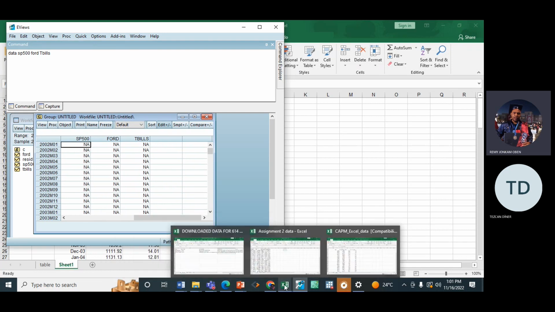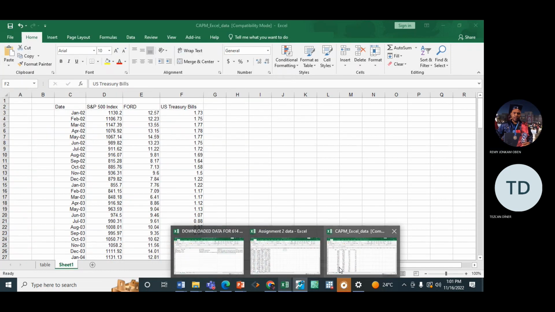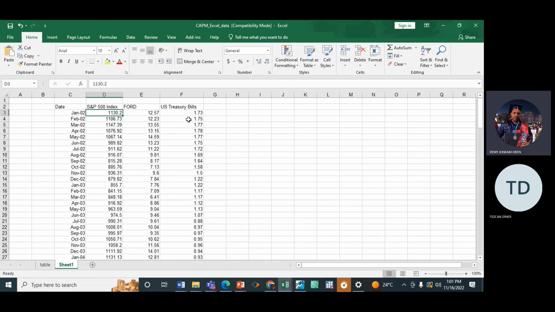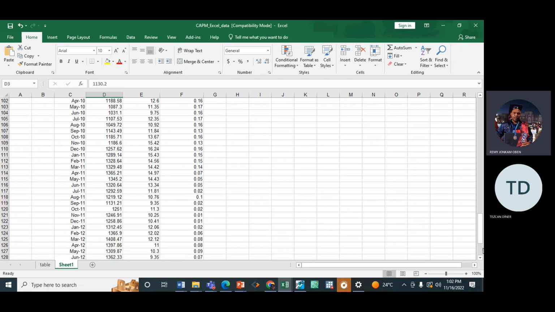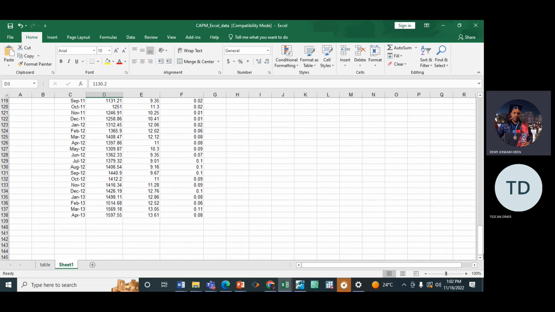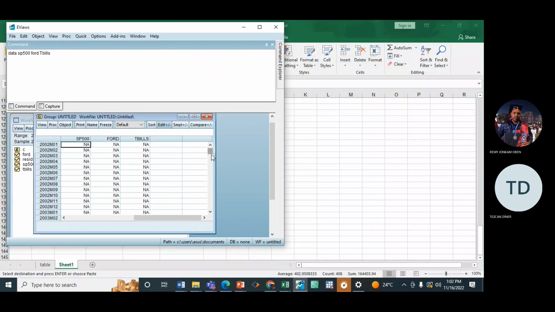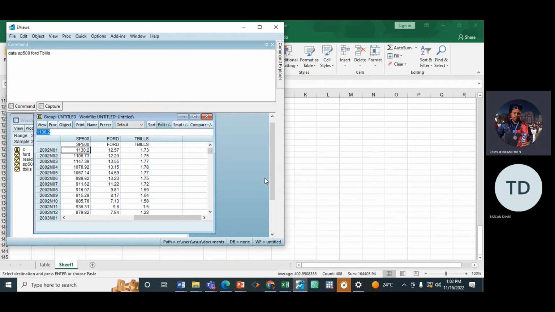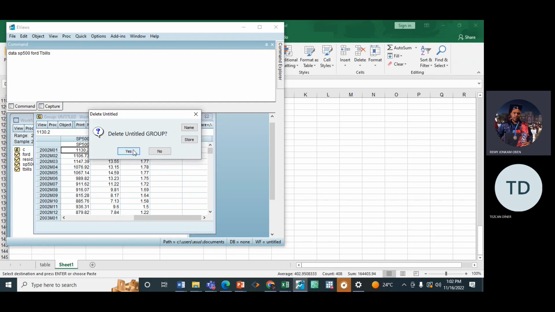The next thing I should do is, what is the next step? Copy paste. So I have the S&P 500 and treasury bills data. Just copy just the data. Actually, there's another way you can import this data to eViews, which I've not shown you. There's nothing important. If you know how to copy paste, you don't need to know. So I just copy paste on eViews, in the first cell. So I've brought in my data to eViews. I can now close this.